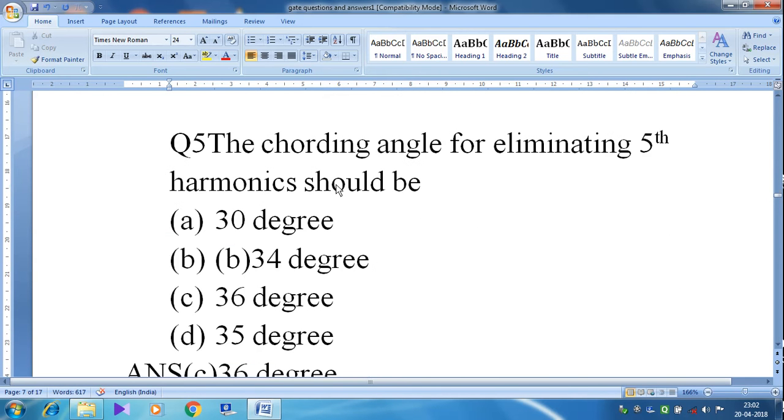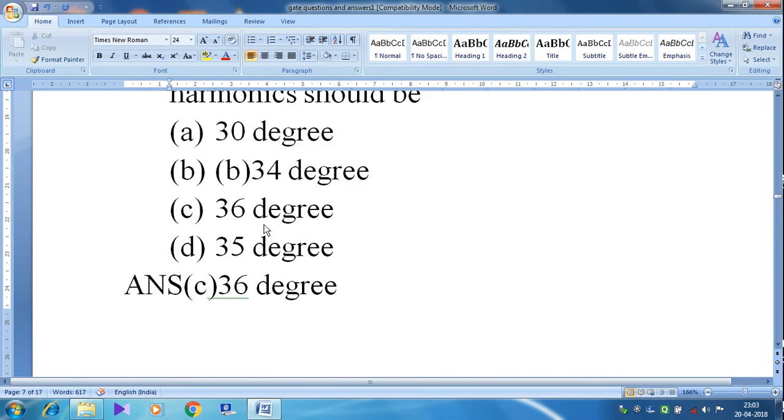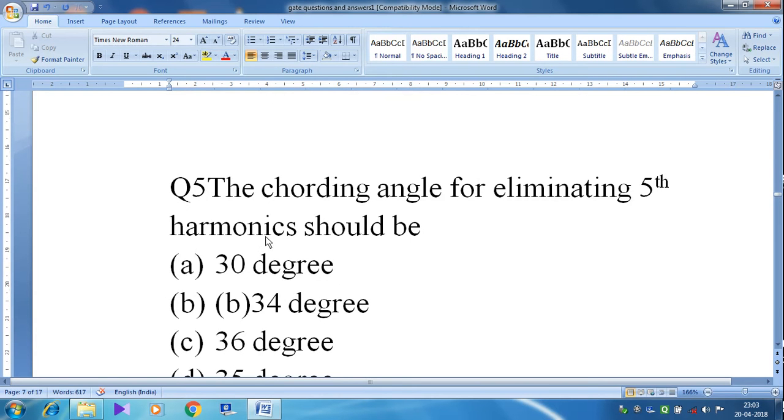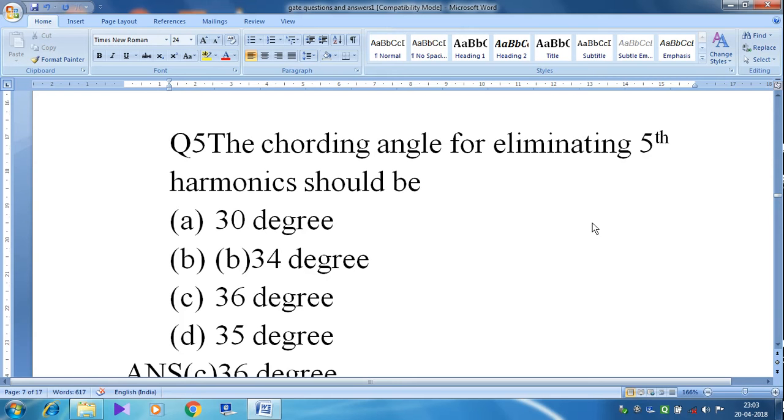Next question. The folding angle for eliminating fifth harmonic should be 30 degree, 34 degree, 36 degree, 35 degree. So answer is 36 degree. So folding angle, we already know that we are providing short pitch winding, that is short folding winding.